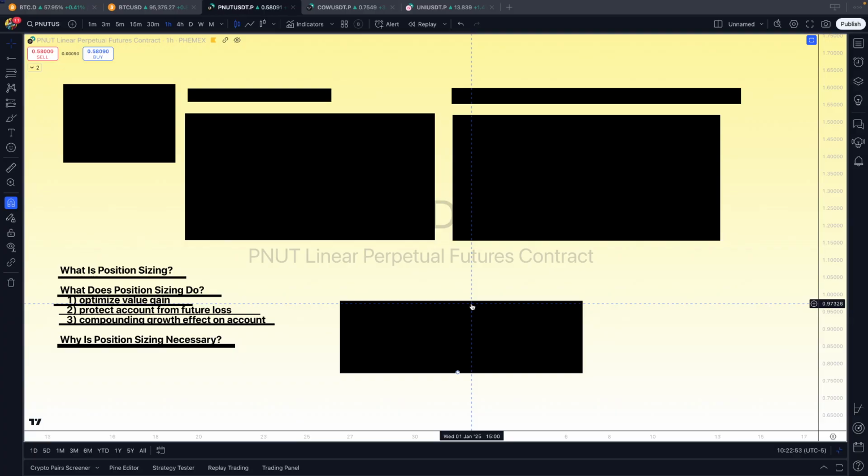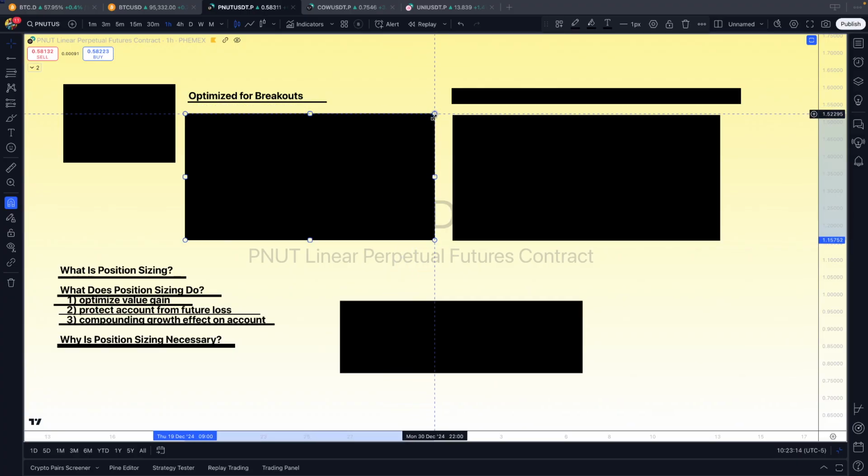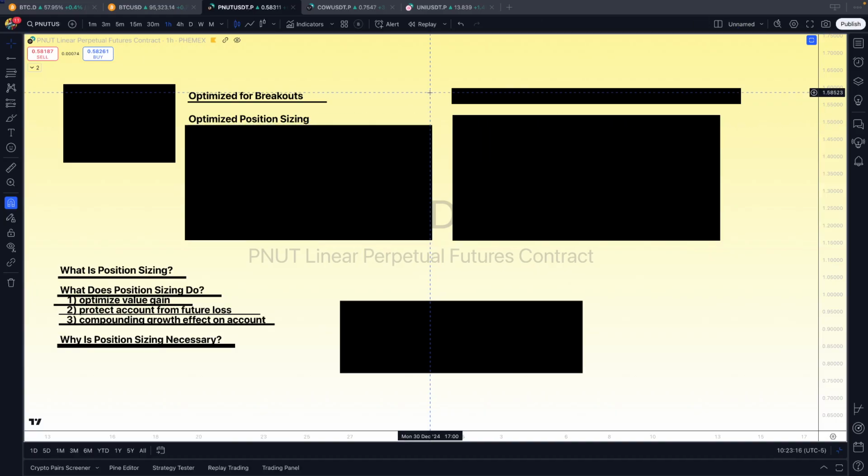So I'm going to talk from my perspective first, which is a breakout trader. And as a breakout trader, I have some of the most aggressive position sizing possible. I have a way that I've optimized it for breakouts. Now I have a give and take aspect of this where my win rate is extremely low. I have on average a monthly win rate of about 30%. Obviously sometimes it can be under that, sometimes over that, but that's the average.